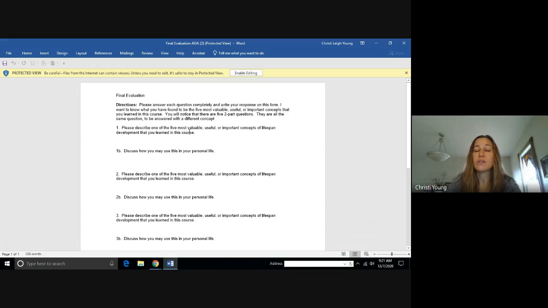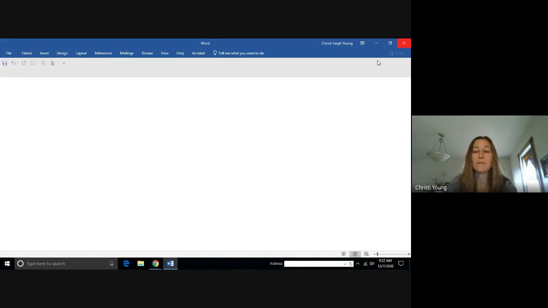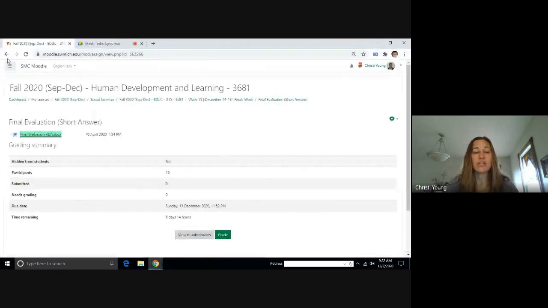The first one can be a little bit shorter because you're basically giving a definition and you're explaining what that concept is. And then the second one is the application. So I'm looking for thoughtful completion. I'm looking for application to your life, and that is how you will earn the credit for this assignment. So as I said, 5 questions that are the same. That is half, 50% of your final exam grade.